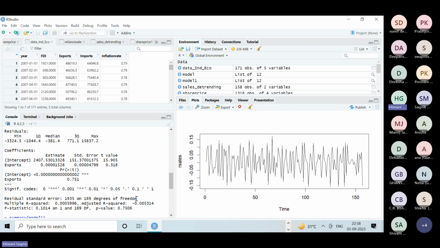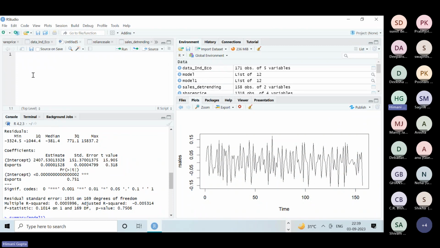Now, I can teach you how to write the equation over here. You can just see how we are going to write the equation. Let me open one script. Over here, I have taken FDI. FDI will be equal to your constant intercept, 242407.53, plus 0.00001528 exports, plus E. So this is how you are going to write the equation.